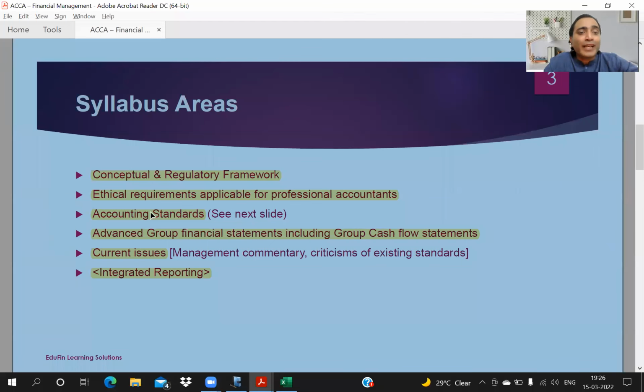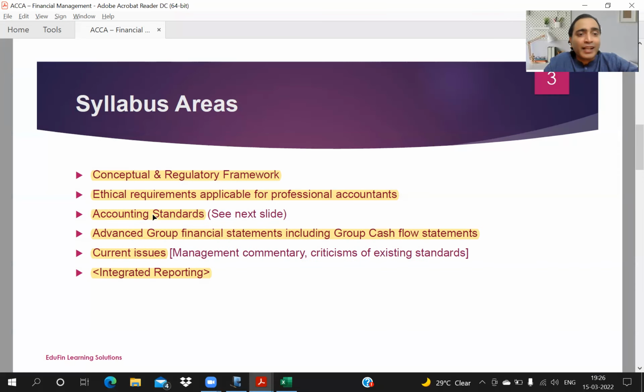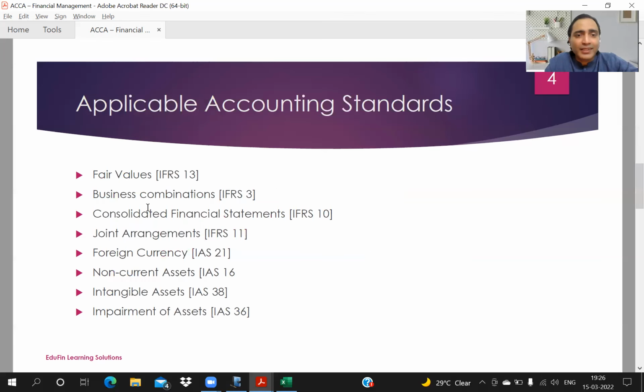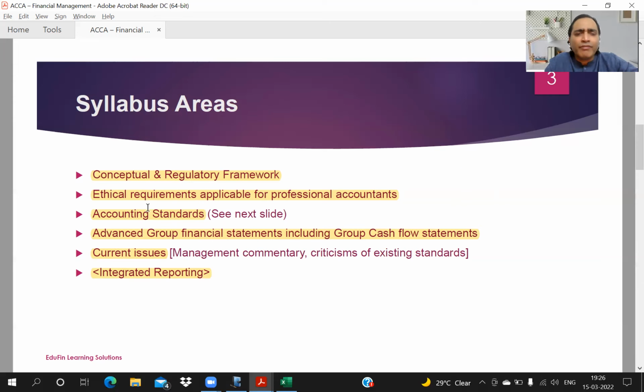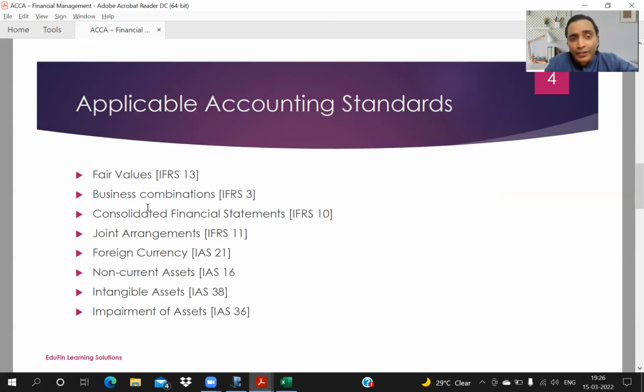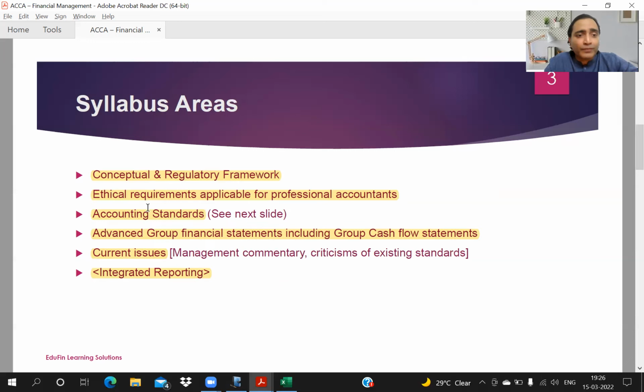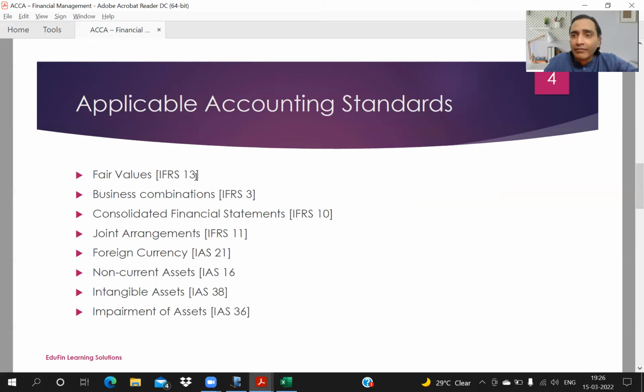So now, guys, what are those accounting standards that we are going to learn? Please don't feel overwhelmed. Don't feel scared. This is just a list of standards, but I promise you each one of these standards is very, very, very easy. Do not worry at all. The accounting standards that we are going to learn: IFRS 13, fair values; business combinations, which we have already studied a little bit in financial reporting; then CFS, again IFRS 10, some part we have already studied in FR.